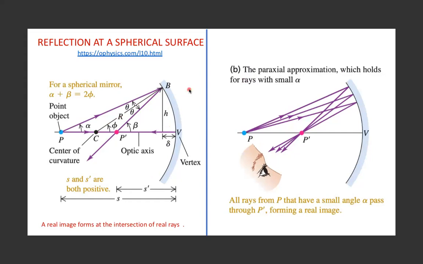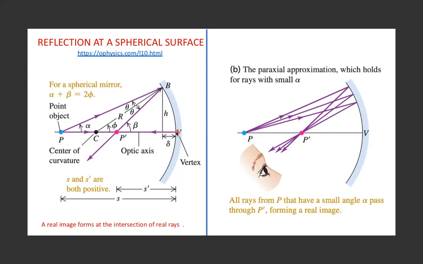So this is a soccer ball. You cut it in half, and you keep the shape, and then you just cover that with a reflecting surface, and you get this concave spherical surface. And B is the vertex.